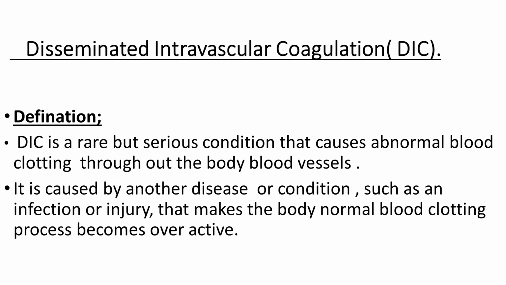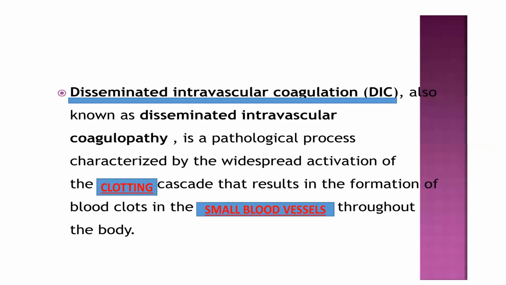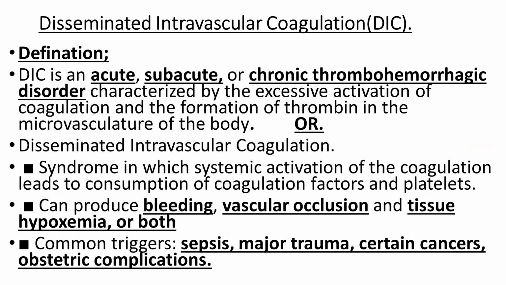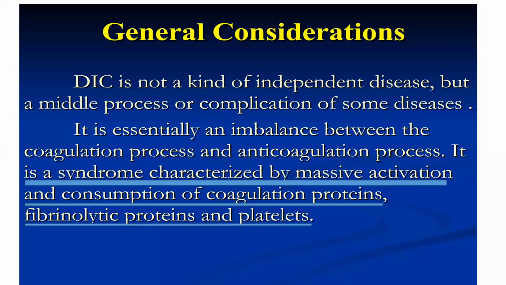DIC, disseminated intravascular coagulation. Definition: DIC is a rare but serious condition that causes abnormal blood clotting throughout the body and the blood vessels. It is caused by another disease or condition, such as an infection or injury, that makes the body's normal blood clotting process overactive. As I have told you, DIC can be acute, subacute or chronic thromboembolic disorder. This is a picture showing the DIC.